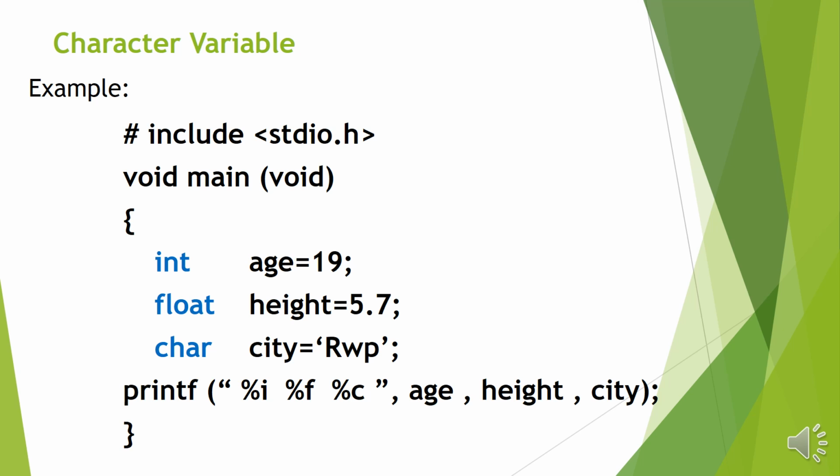Then the last line is printf. Here are some format specifiers: %i, %f and %c, which we will discuss in the next tutorial. Age, height and city, and your output will be shown on screen, that is age = 19, height = 5.7 and city = Rawalpindi.